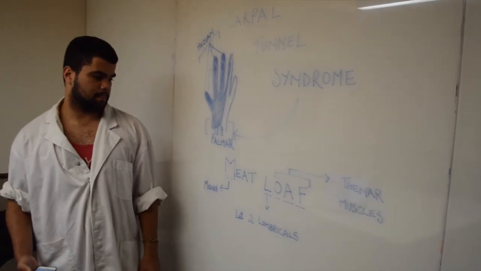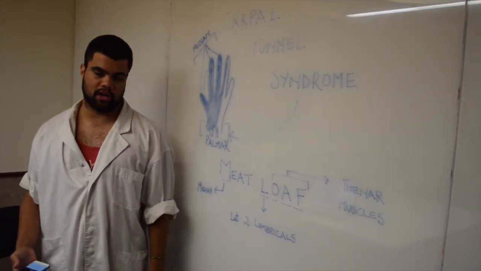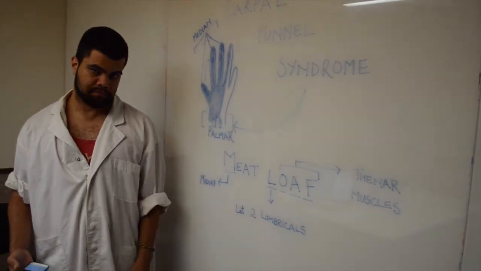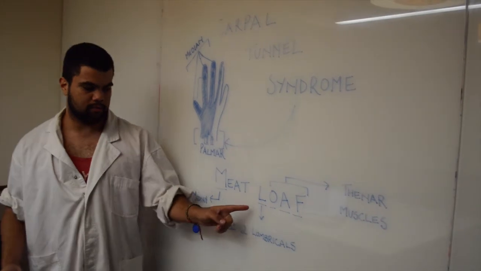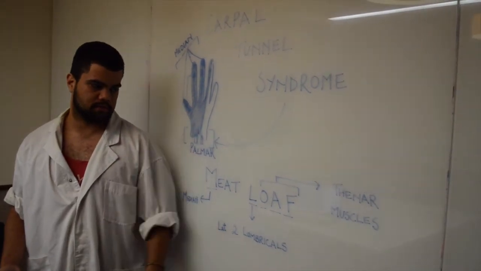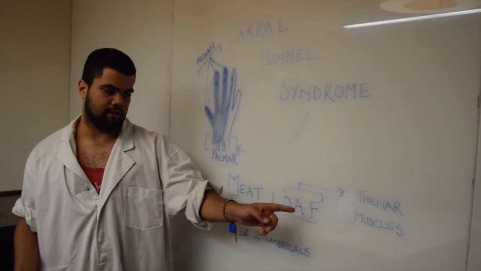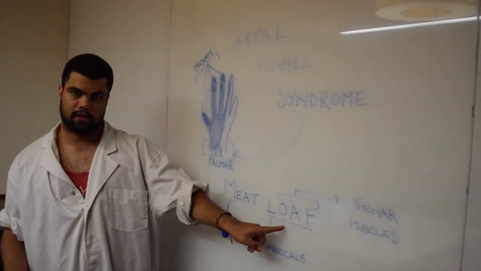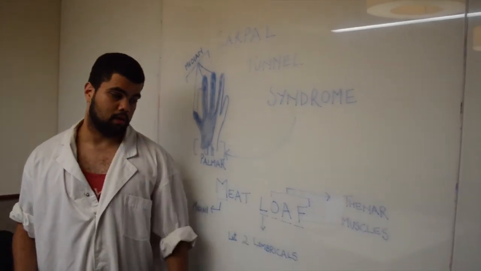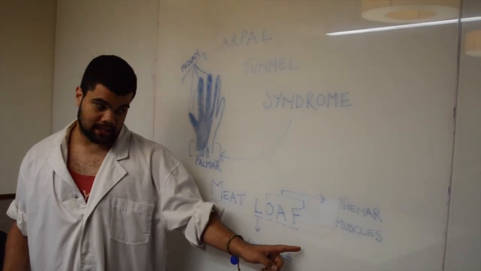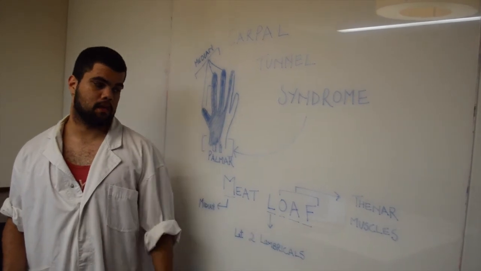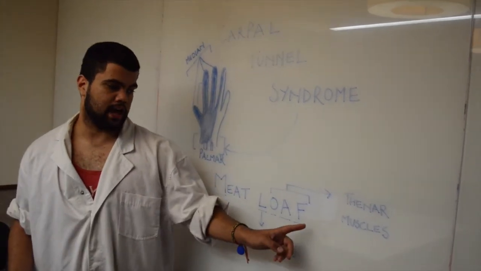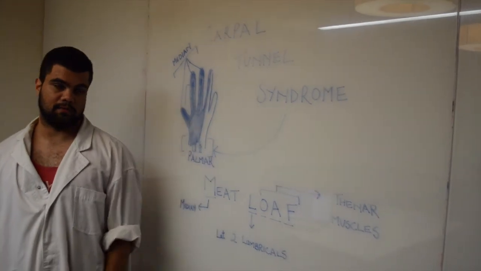And a handy acronym to address this would be MEATLOAF. MEAT meaning median nerve, LOAF meaning lateral two lumbricals. And the O, A, and F, we have O, our opponens pollicis. We have A, our abductor pollicis brevis, and our adductor pollicis. And then we also have our flexor pollicis longus and brevis.